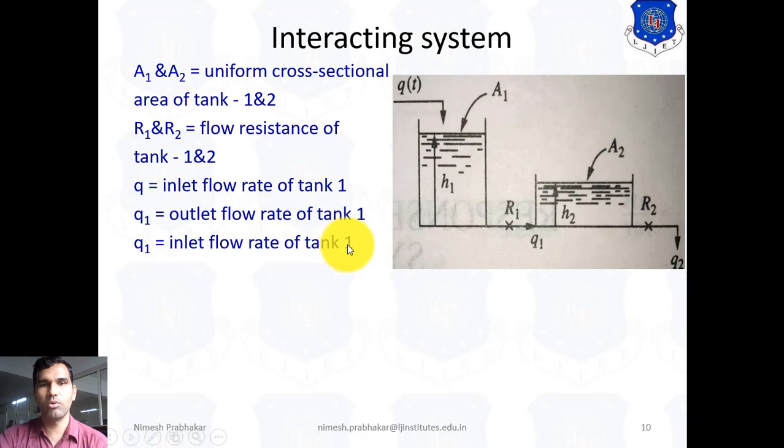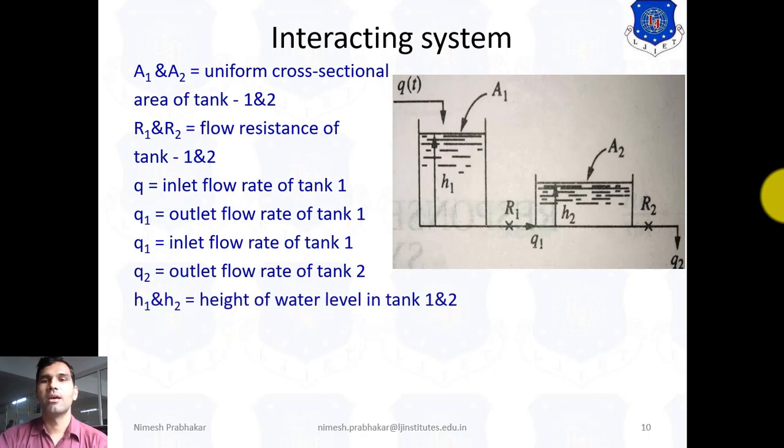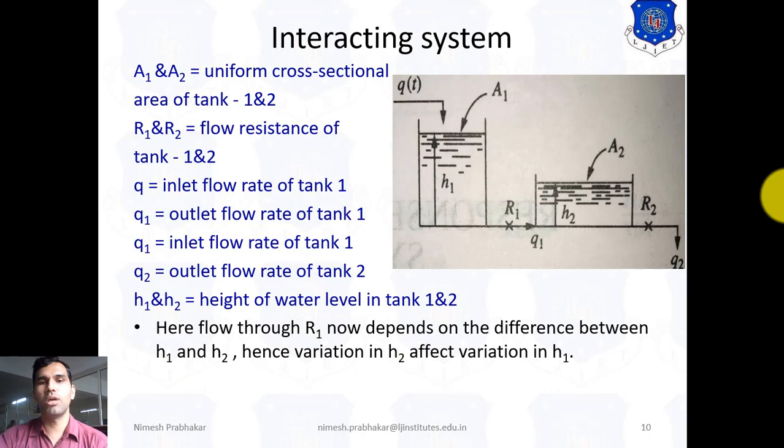Here consider tank 2. Q2 is the outlet flow of tank 2. H1 and H2 are the heights of the water level inside tank 1 and tank 2 respectively. So here the flow through R1 depends on the difference between H1 and H2. That means the flow through R1 depends on H1 and H2, hence a variation in H2 affects the variation in H1, because we know this is an interacting system.